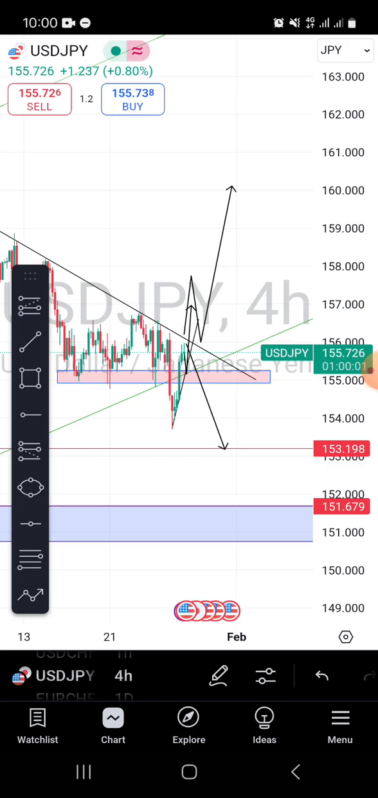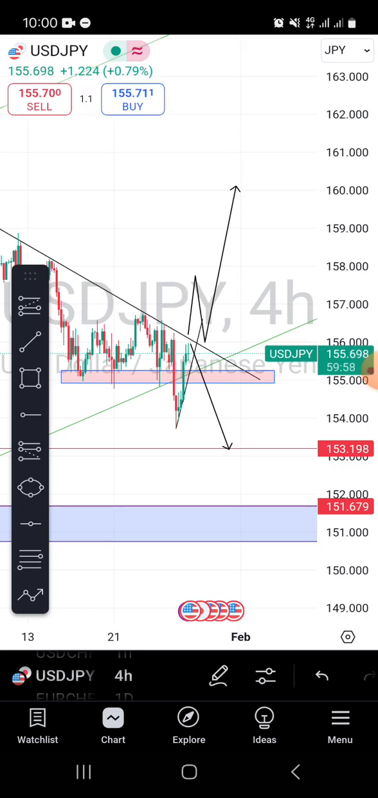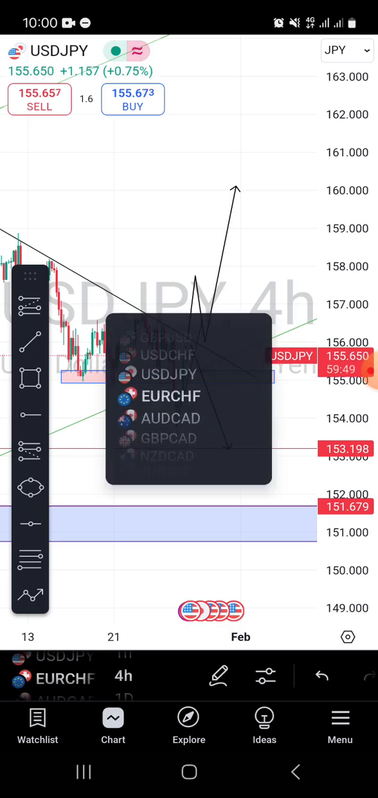Similar thing on USD JPY. We can either take our sell if we see a rejection here, or a break out of the downtrend line, a retest, and continue with the buy.